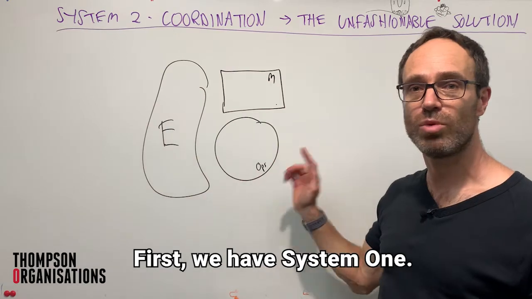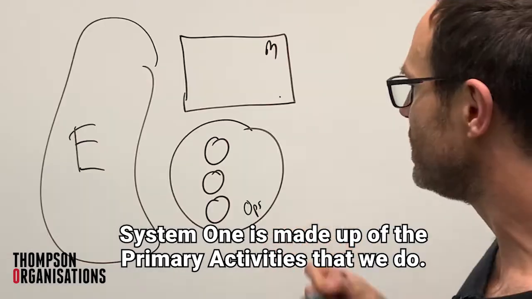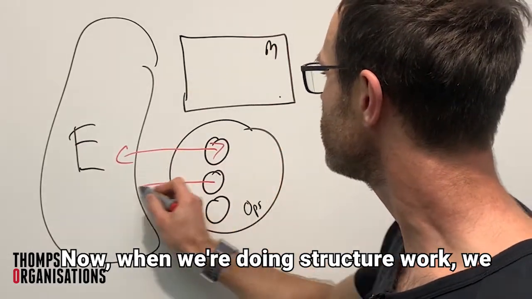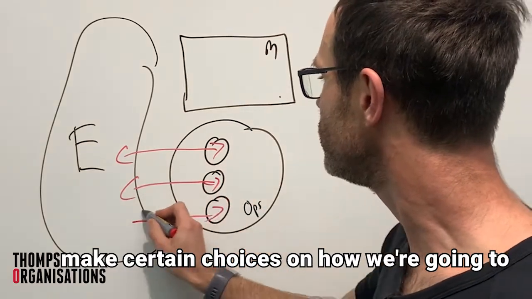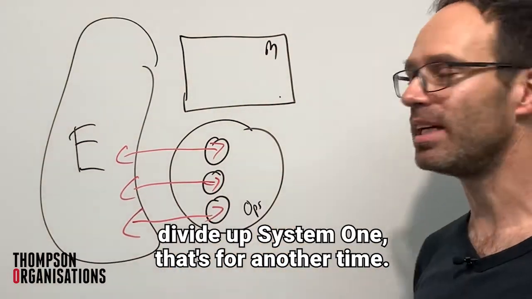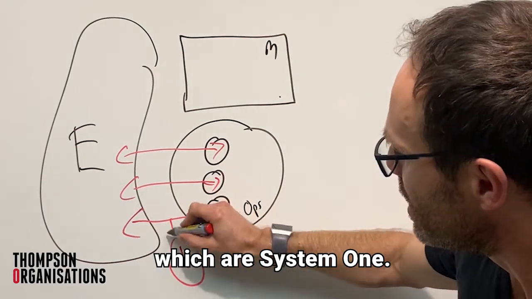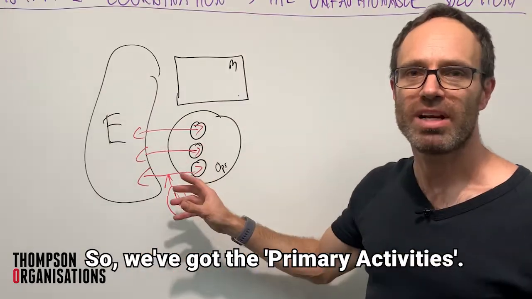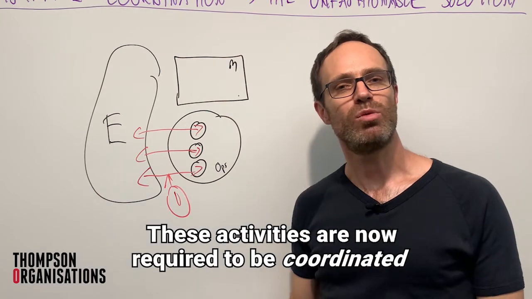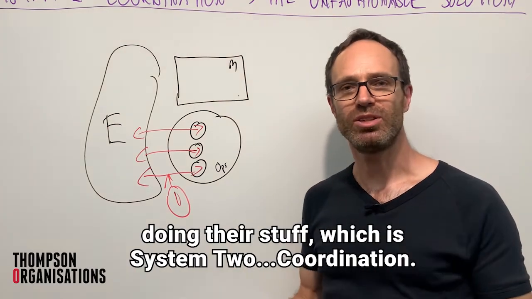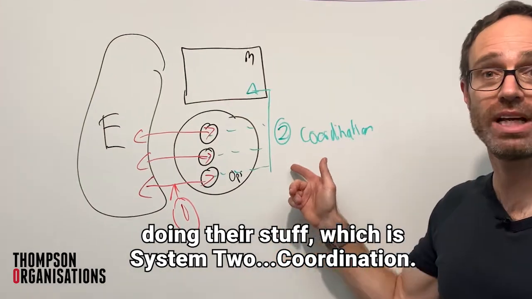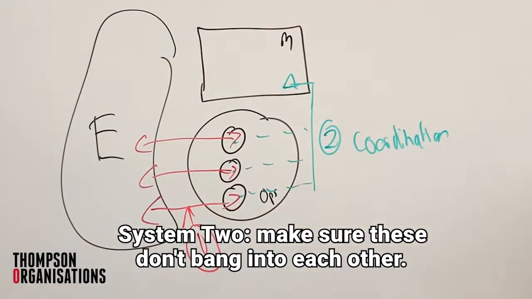First we have system 1. System 1 is made up of the primary activities that we do. Now when we're doing structure work, we make certain choices on how we're going to divide up system 1. That's for another time. But for now what we have is these functions here, which are system 1. So we've got the primary activities. These activities are now required to be coordinated so they don't bang into each other when they're doing their stuff, which is system 2, coordination. System 2, make sure these don't bang into each other.